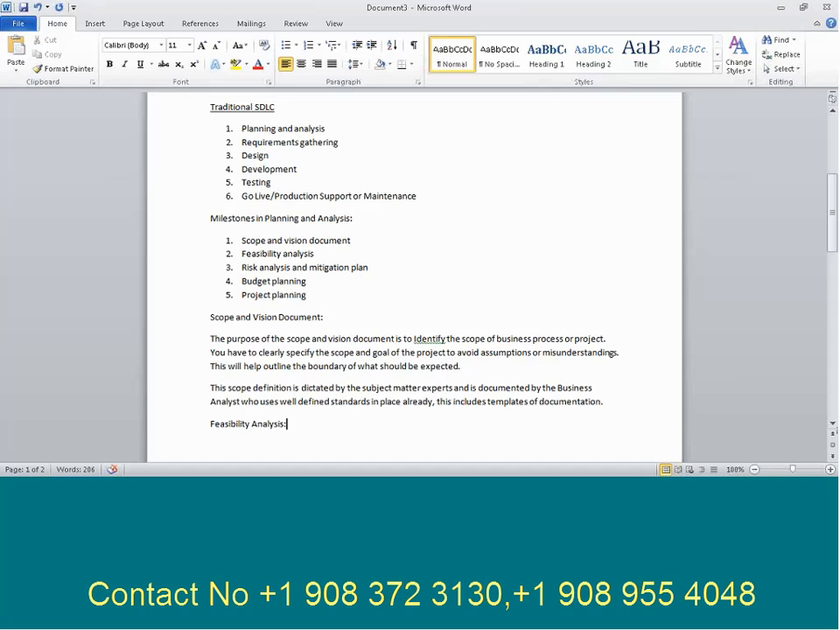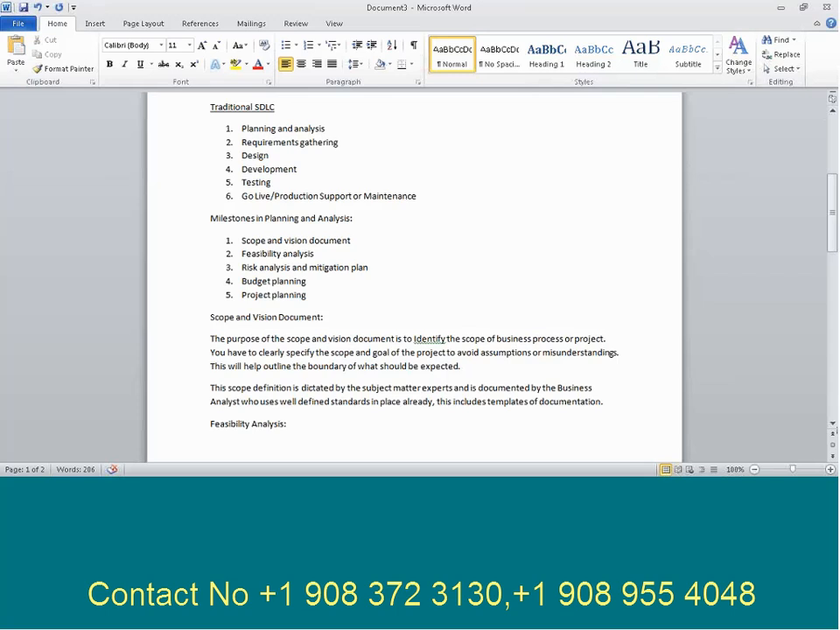Subhash, I have one question. Yeah, go ahead, Mohini, right? Yes. Is the scope and vision document the same as the business requirement document? No. The scope and vision document has nothing to do with business requirements. They are different. Scope definition is different, and the business requirement document is different. I'm going to talk about it.